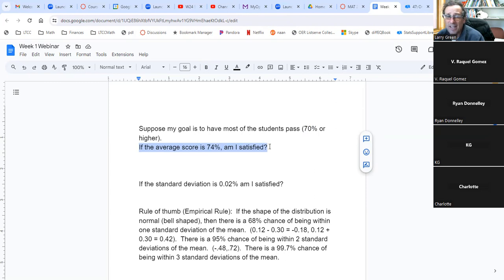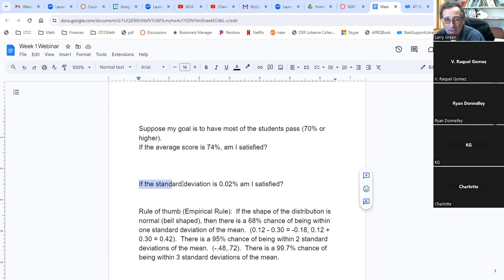You can't say yes. It might be that most of the students in the class got 69%, and there were a few that got 100%. The average would be 74%. Do you see how that would work? Because those 100% people would bring up the average a whole lot. The 69 is not that far from 74%. Do you see that? And we'd have a very big standard deviation.